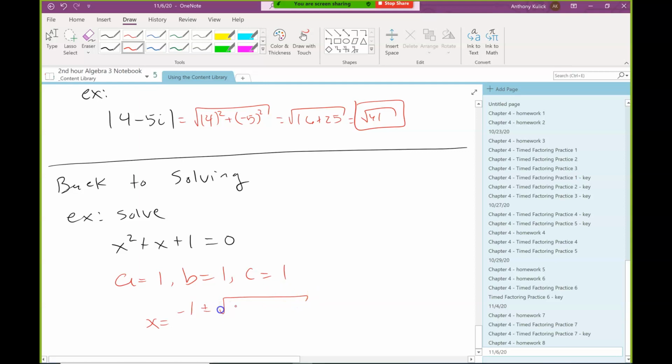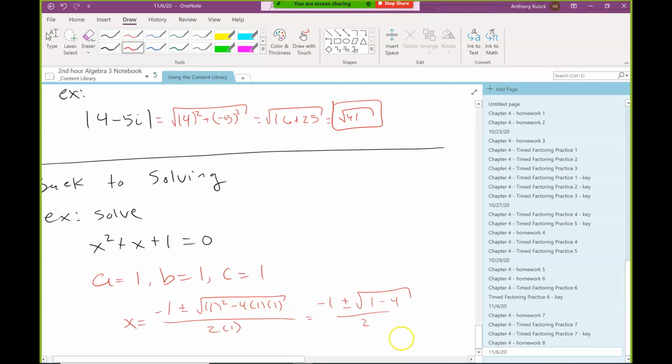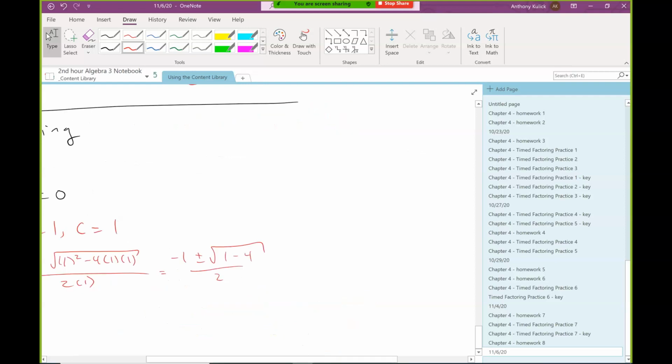So there's the quadratic formula. One squared is 1. 4 times 1 times 1 is 4. 2 times 1 is 2. 1 minus 4 is negative 3. And now we've run into that problem, right, where we're trying to square root a negative. But that's okay. I can think about the square root of negative 3 as the square root of negative 1 times 3. Right?